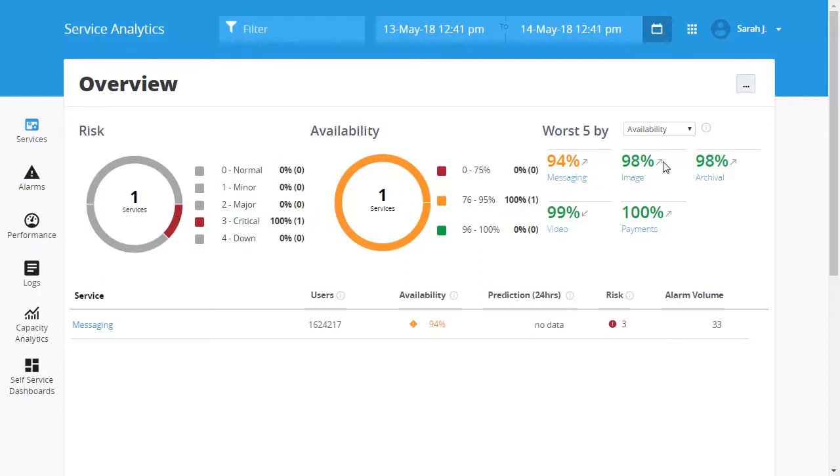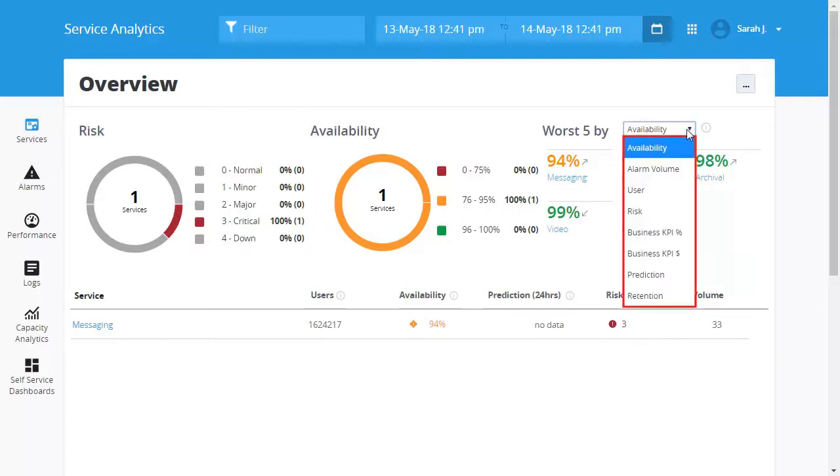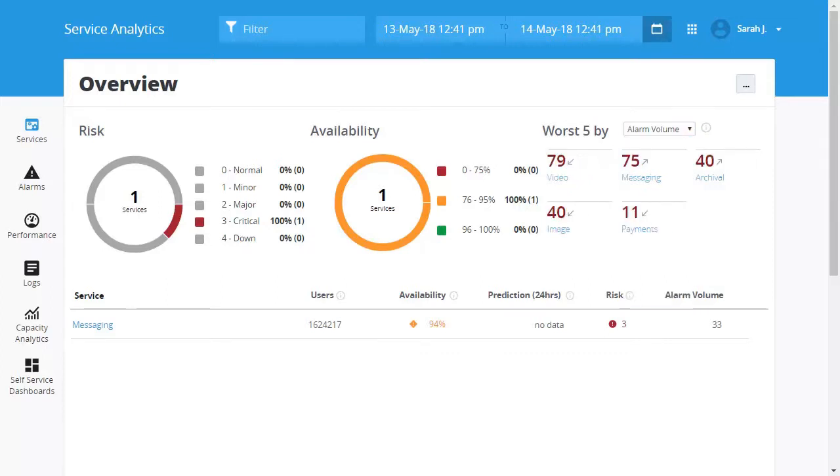The worst five are sorted by availability. Sarah can change this to view by alarm volume, users, risk, business KPI percent, business KPI dollar, prediction, or retention. She chooses to look at alarm volume. She can see a high alarm volume is in messaging. Sarah switches back to availability. Sarah has identified that the messaging service is in an unhealthy state.